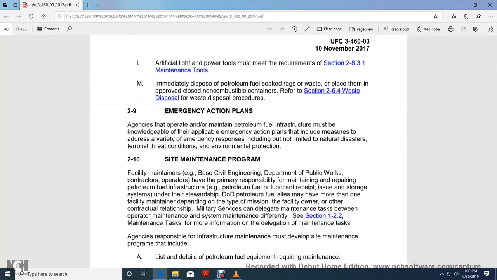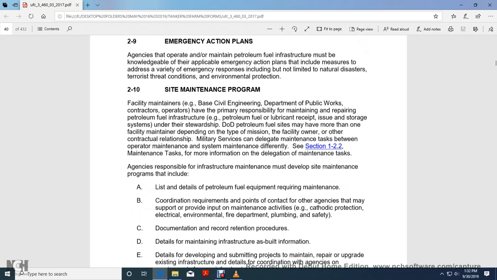Procedures. 2.9 Emergency Action Plans. Agencies that operate with a maintenance petroleum fuel infrastructure must be knowledgeable of their applicable emergency action plan, and include measures to address the variety of emergency responses, including, but not limited to, natural disasters, threat conditions, and environmental protection.